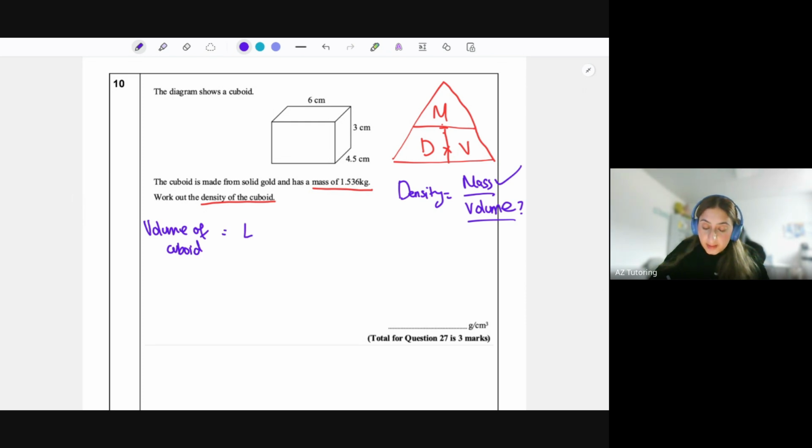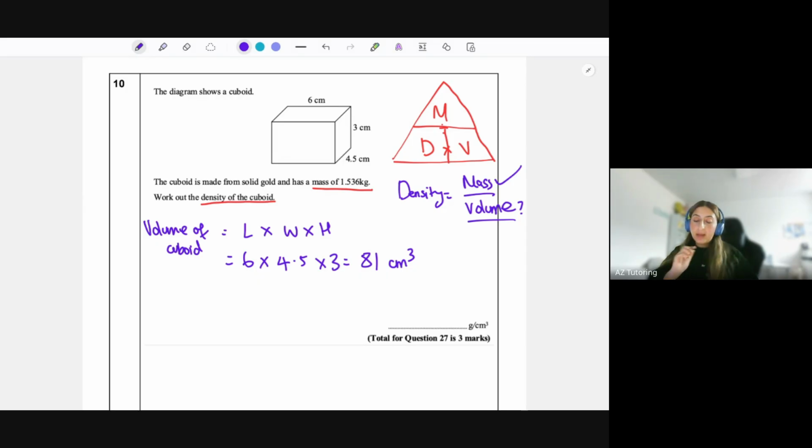which is just length times width times height. So the length is 6 times the width, which is 4.5, times the height, which is 3. 6 times 4.5 times 3 is just going to be 81 centimeters cubed. Remember, volume is in cubed. And always look out for the units.